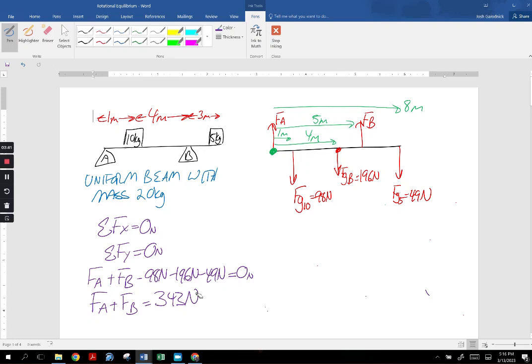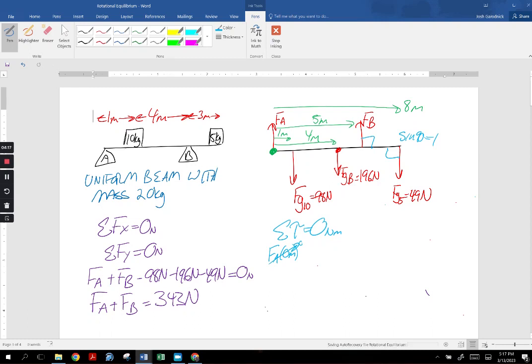Now I want to do the sum of the torques about the pivot point. And you'll remember, torque is force times distance times the sine of the angle. Each of these forces is applied at 90 degrees. Sine of 90 equals 1. So if you want to write sine 90, go ahead. I will not be doing it. So I'm going to sum the torques, and they should add up to 0 newton meters. Okay, you don't need to do this, but the FA is acting at a distance of 0 meters, so it's not applying any torque.